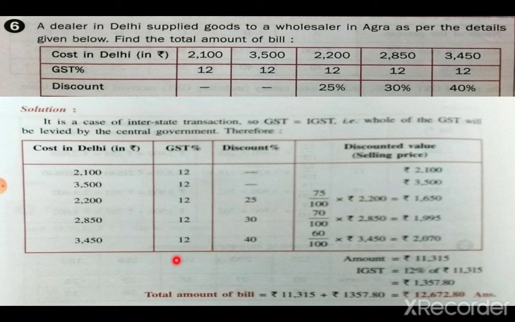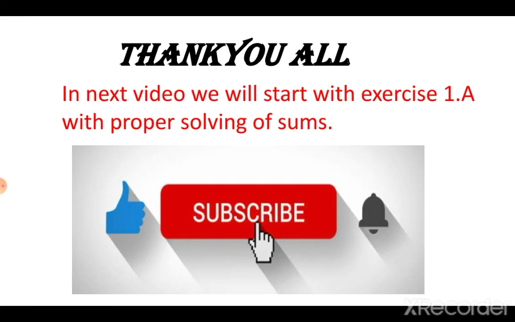Now we will find total amount of bill, that will be 11,315 plus 1,357.80. So amount plus IGST, you will get 12,672.80 rupees. Here we finish all our solved examples of chapter 1.